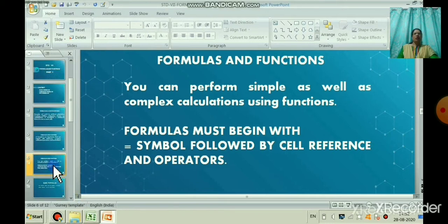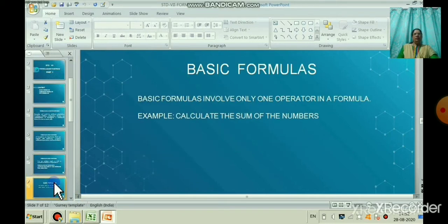Now, we will learn basic formulas. What do you mean by basic formulas? Basic formulas involve only one operator in a formula. For example, calculate the sum of the numbers.